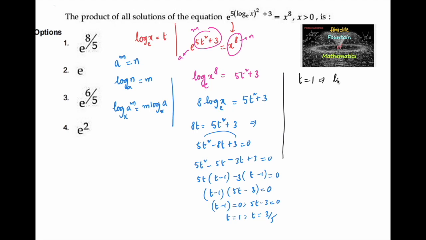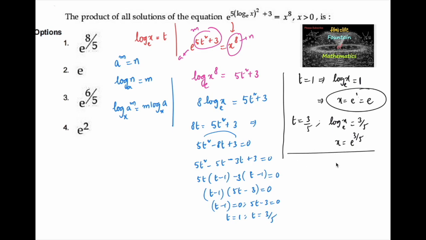When t is equal to 1, that is log x to the base e is equal to 1, so x is equal to e to the power 1, that is e. And when t is equal to 3 by 5, log x to the base e is equal to 3 by 5, so we can write x is equal to e to the power 3 by 5. And now these are the two solutions.